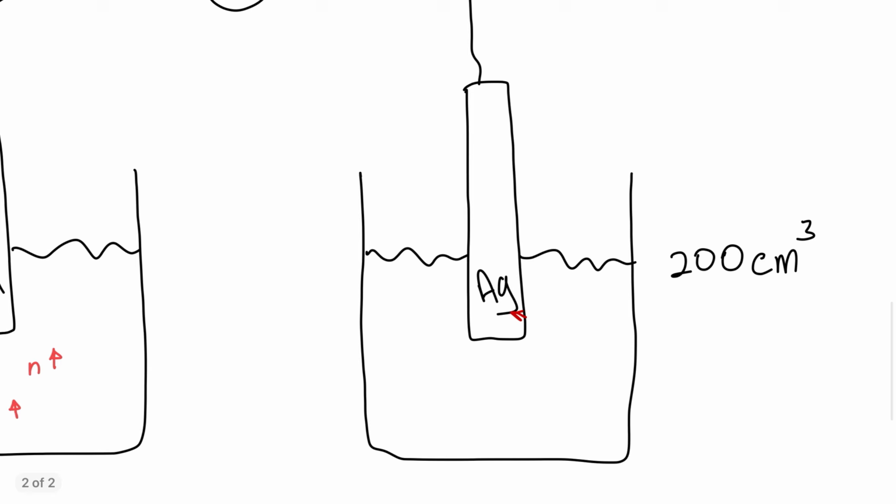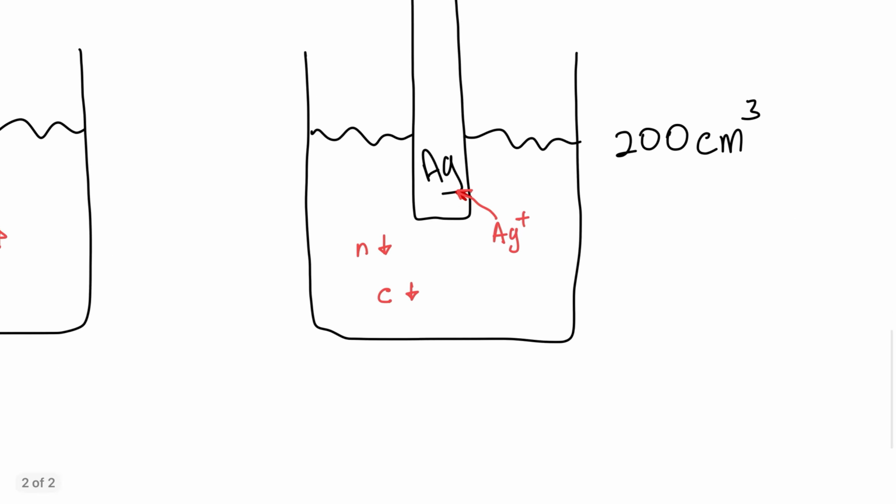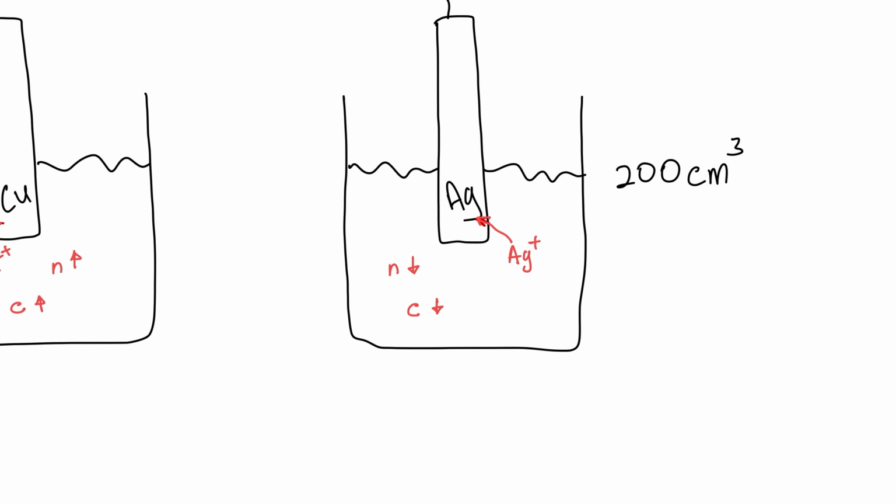If you take a look at the silver half cell, that's the cathode. Remember, silver is being reduced, so Ag+ ions are actually going out of solution. The number of moles of Ag+ is decreasing, and since the volume is the same, it means that the concentration is also going to decrease. And we know that. They've told us that the concentration has decreased.